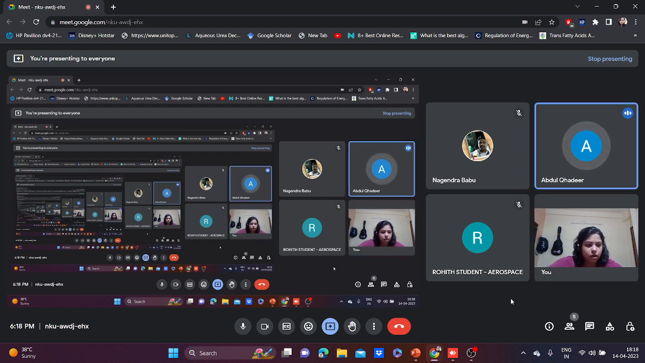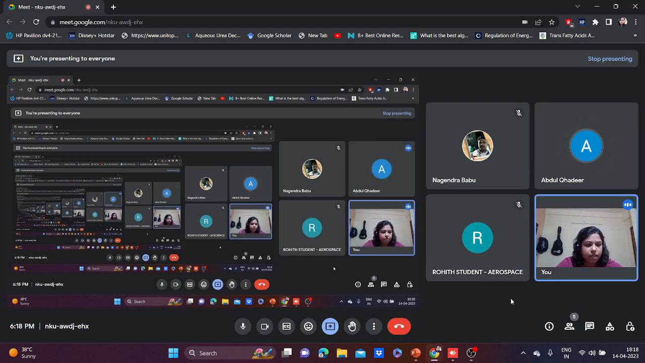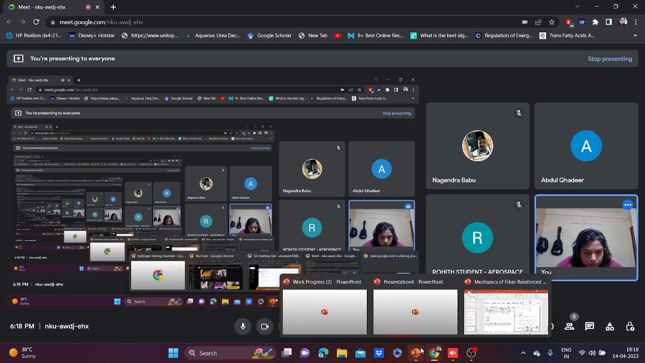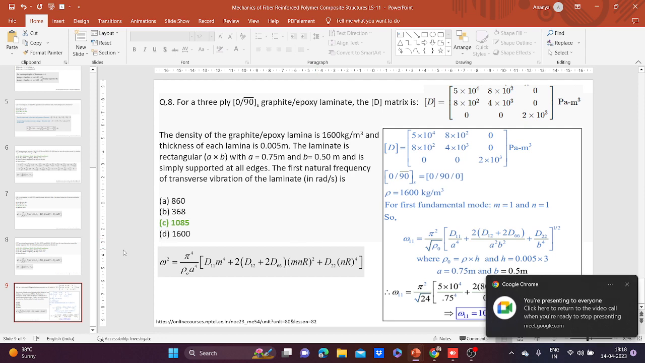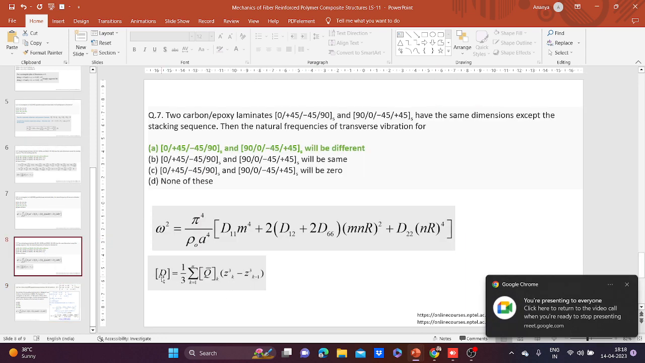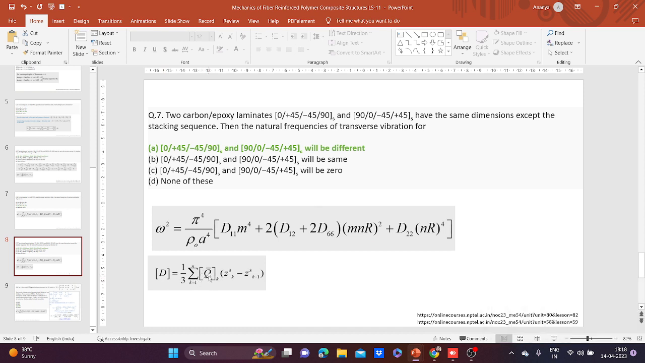Okay. Yes. For that I have to find the equation. For the A matrix, okay, I will show you from this PPT. Here you can see how to find the D matrix from this equation. Okay, so Q is the reduced stiffness matrix. Zk and Zk minus 1 are the positions from the middle point of that laminate. So it is symmetric.